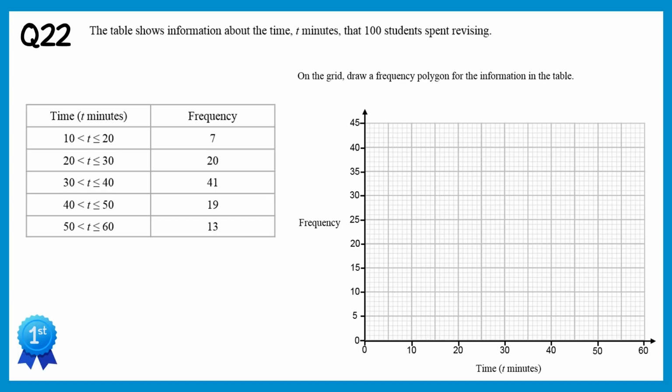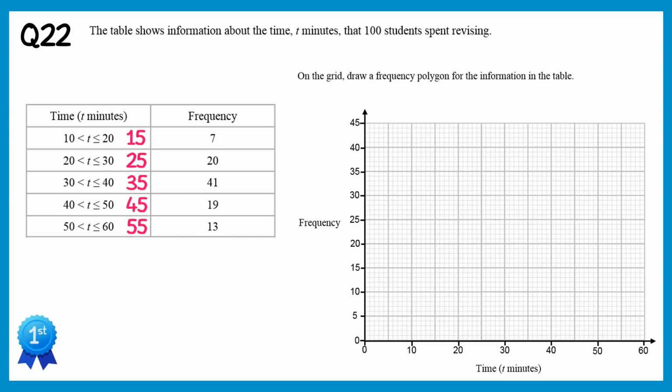For this question, we need to draw a frequency polygon. To do this, we need to know the midpoint of each of the groups. So the first group goes from 10 to 20 minutes, so the midpoint of that one is 15. The next group's midpoint is 25, then 35, 45, and 55.